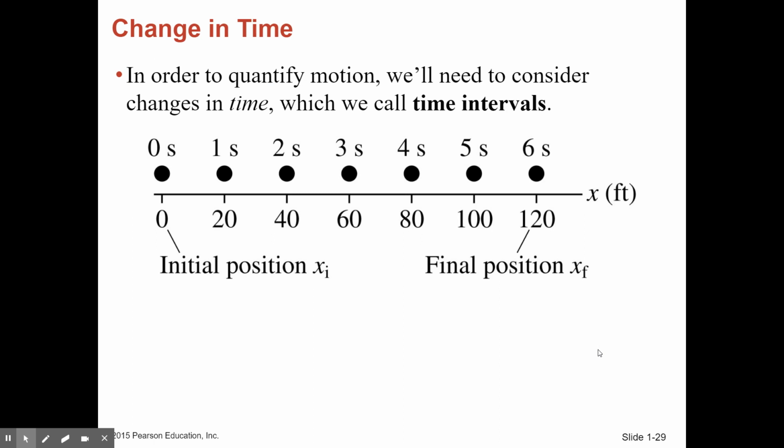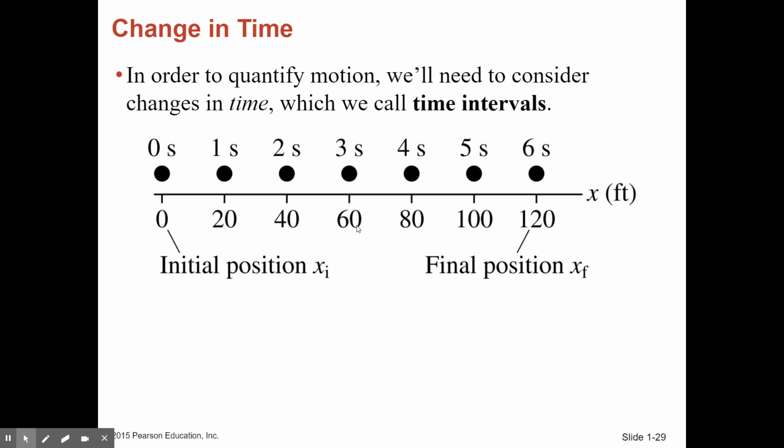In order to quantify motion, again, we have to consider some time intervals. In other words, again, talking about initial and final position. So this is my initial position. This is my final position. At my initial position, I was at 0 seconds, and at my final position, I was at 6. So my time interval is my final time minus my initial time. My final time is 6 and my initial time is 0. So my change in time, so to speak, is 6.